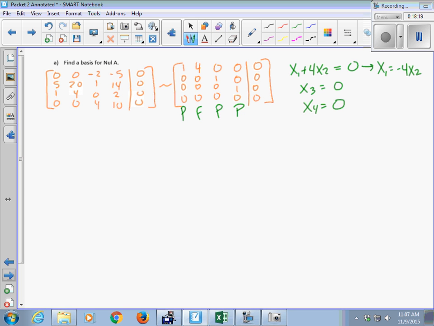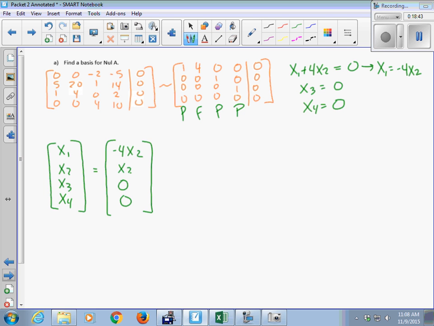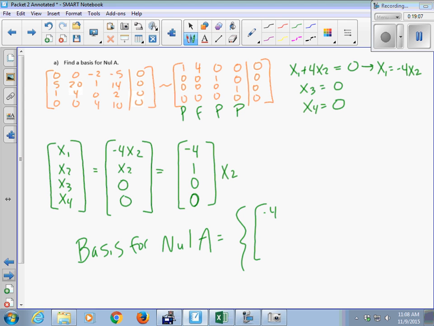So in parametric vector form, my solution is going to be x1, x2, x3, x4. It's my solution, right? But x1 is actually negative 4x2. And x2 is free, right? And then x3 and x4 are both 0. And then I just factor out my free variable, x2. So I've got negative 4, 1, 0, 0. So my basis is just that vector. So basis for null of A is just the set negative 4, 1, 0, 0. Which means the dimension for the null space of A is 1, because there's one vector in the basis.